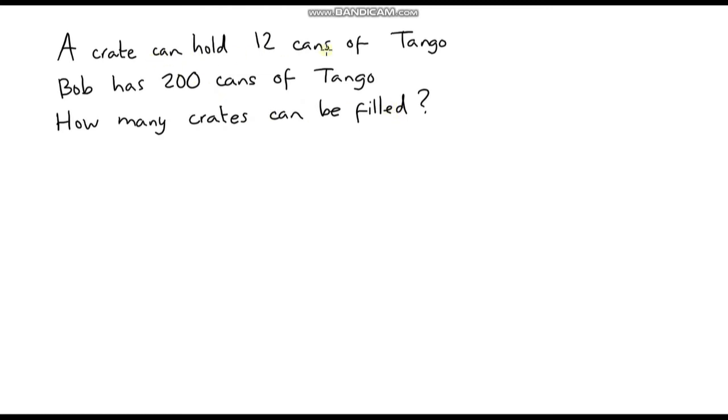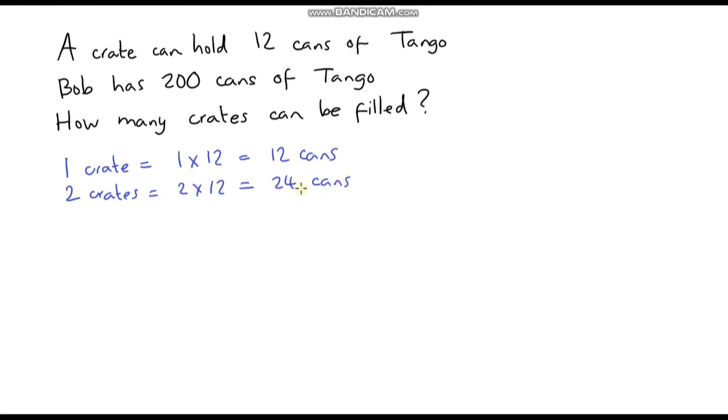So each crate can hold 12 cans of Tango. So if we think about one crate, so one crate is going to hold 1 times 12. So 1 times 12 cans, which is going to be 12 cans. And we're told that at the very beginning, one crate can hold 12 cans of Tango. Think about 2 crates. So 2 crates of Tango, well that's going to hold 2 lots of 12. So it's going to be 2 times 12. And 2 times 12 is 24. So 2 crates can hold 24 cans.